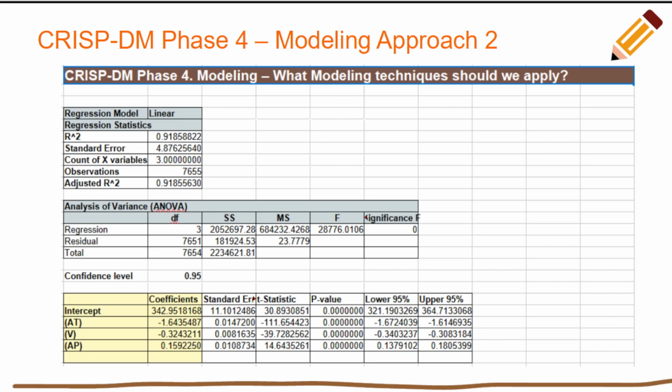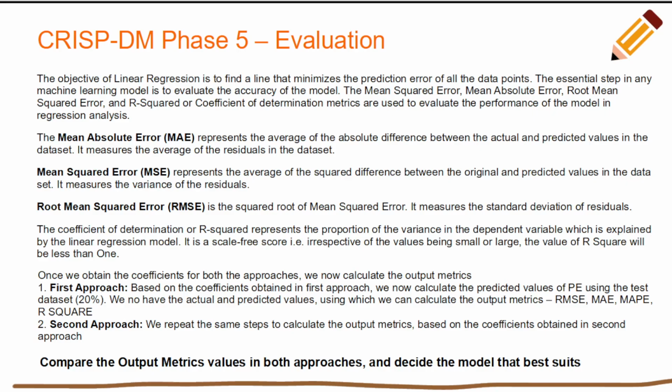Next, in phase 5, we will evaluate the metrics. The objective of linear regression is to find a line that minimizes the prediction error of all the data points. The essential step in any machine learning model is to evaluate the accuracy of the model. The mean squared error, mean absolute error, root mean squared error, and R squared or coefficient of determination metrics are used to evaluate the performance of the model in regression analysis.